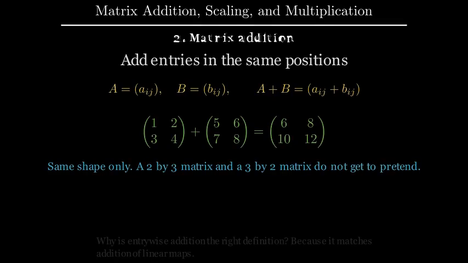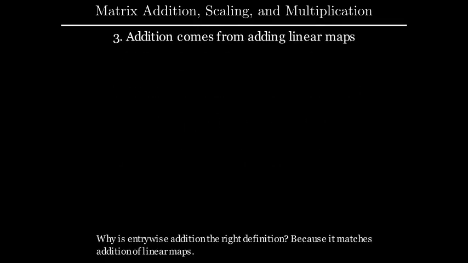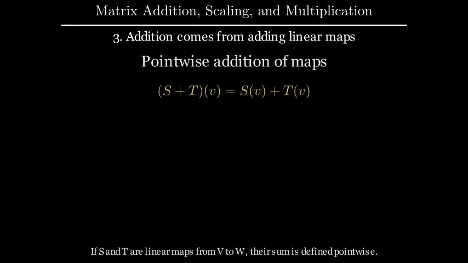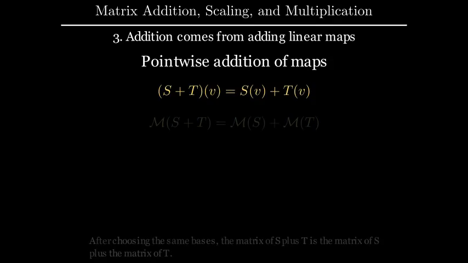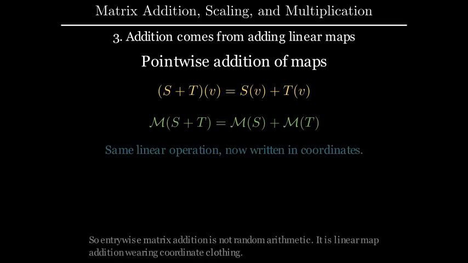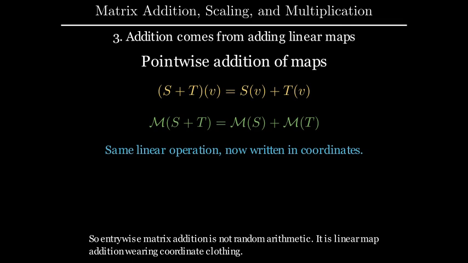Why is entrywise addition the right definition? Because it matches addition of linear maps. If S and T are linear maps from V to W, their sum is defined pointwise. After choosing the same bases, the matrix of S plus T is the matrix of S plus the matrix of T. So entrywise matrix addition is not random arithmetic. It is linear map addition wearing coordinate clothing.